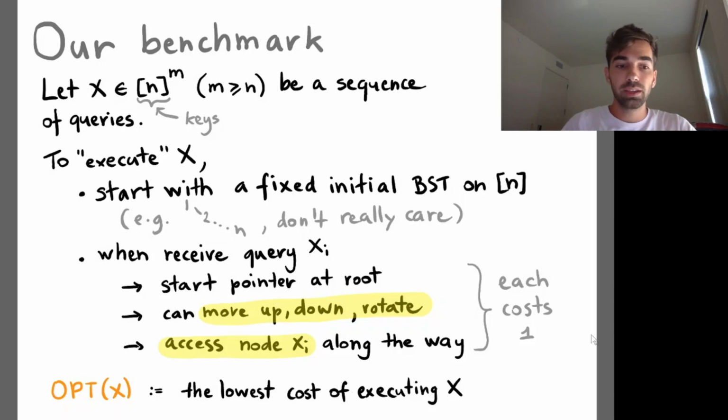And we're going to define our benchmark, OPT of x, as the lowest possible cost you might have had while executing the sequence x. So this is very low in a sense, because for the definition of OPT of x, you're allowed to know everything about x in advance. But it's still not trivial, as we'll see.